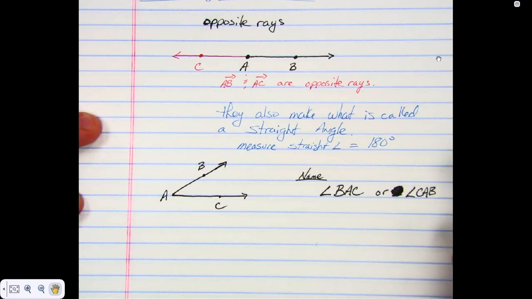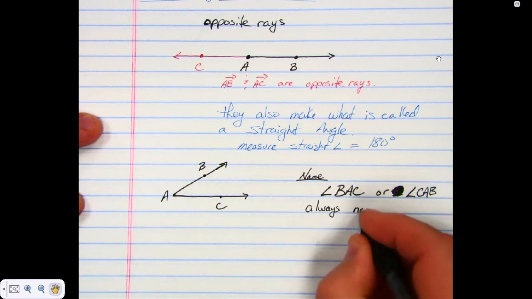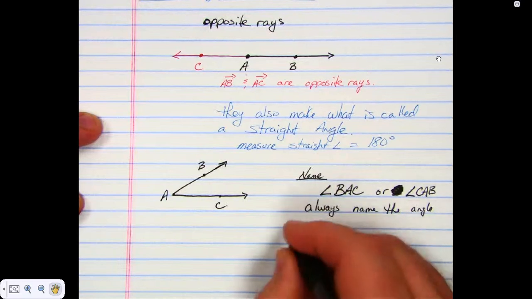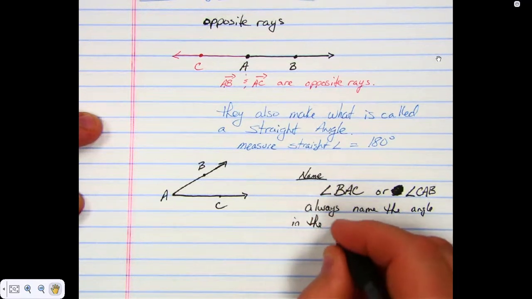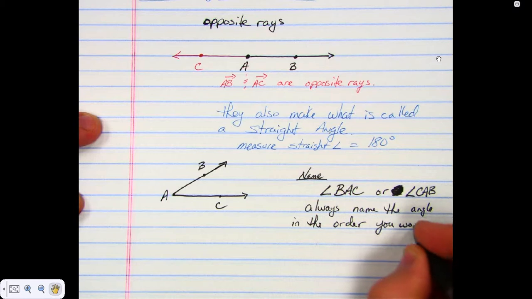Now, would ABC be correct? No. Always name the angle in the order you would draw it.